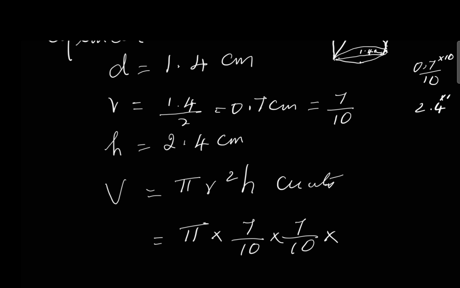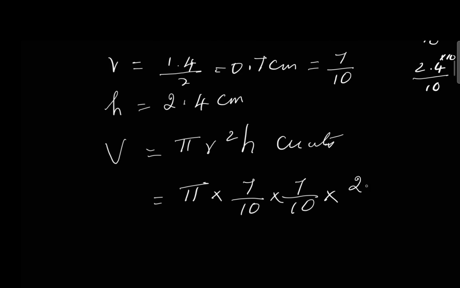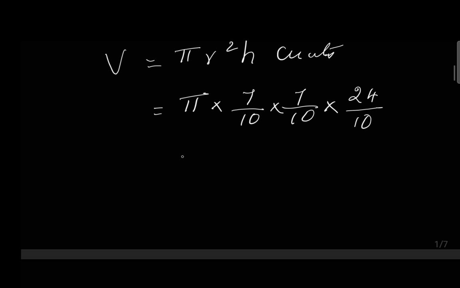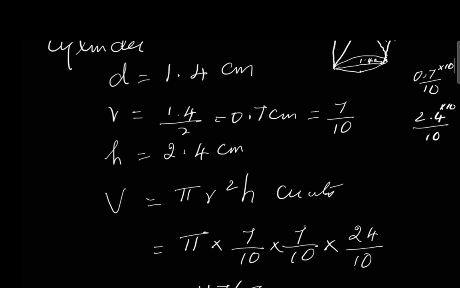After one decimal place we have the point, so multiply by 10 and divide by 10. You will get 24 by 10. We cannot cancel any of these numbers, so just multiply them. 7 sevens are 49, 49 into 24. If you multiply this you will get 1176 by 1000, pi. Keep pi as it is, cubic centimeter. This is the volume of the cylinder.